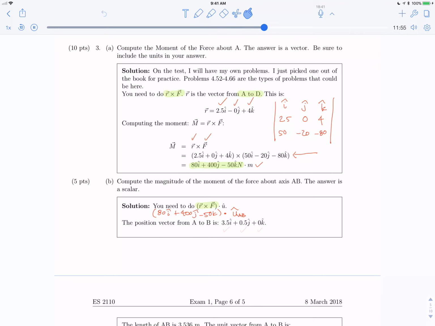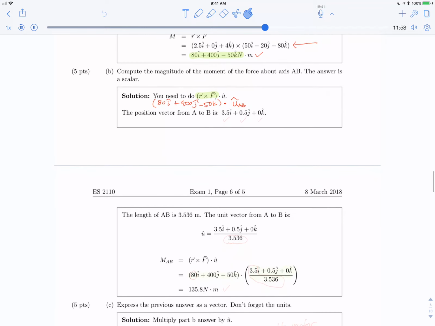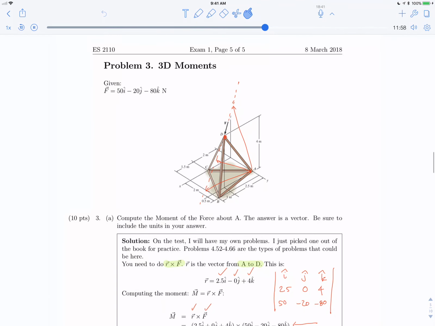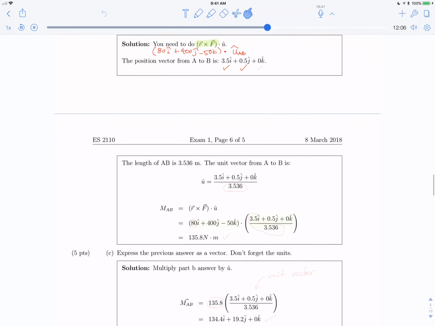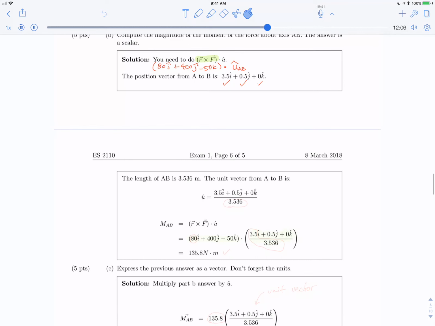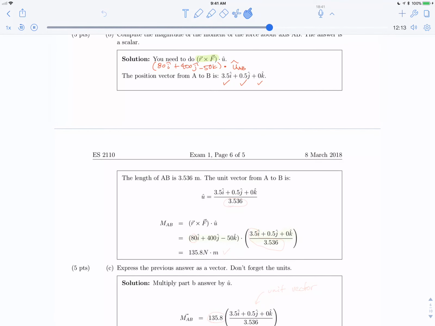To get the unit vector, again, you just get the r from A to B. And if you look at the picture carefully, to go from A to B, you have to walk 3.5 in the x, 0.5 in the j, and they're on the same plane, so you don't have to go anywhere in the z direction to get from A to B. And there we go. We need to now turn that into a unit vector. This one is not a real nice one. The length is this weird 3.536. And you divide it by that, and I was too lazy to divide it, so I just left it in fraction form. And then you're just going to do the cross product.